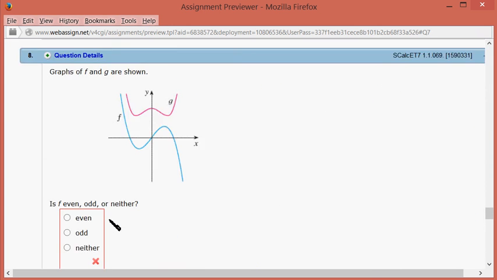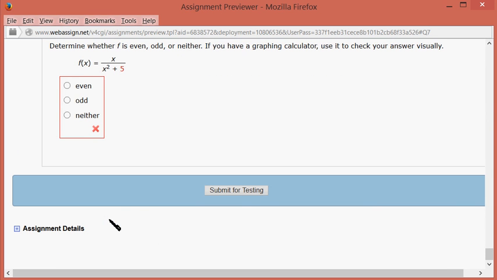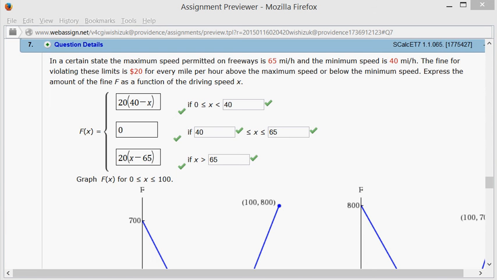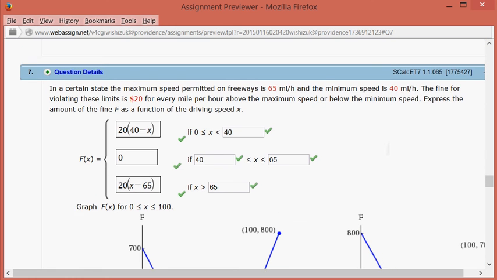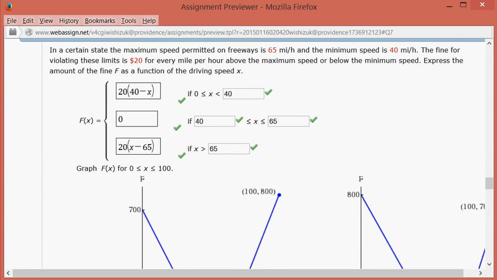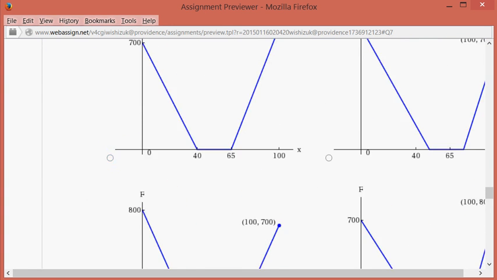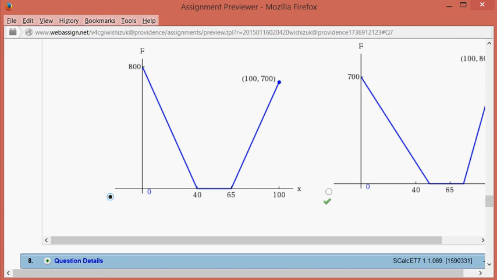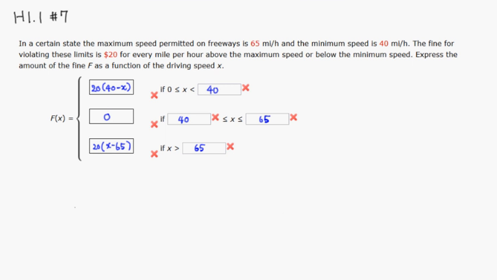Alright, so let's go down and submit for testing. It came back and looks like we got the formulas correct, and also the graph correct. Alright, that's it. I hope that this was clear.